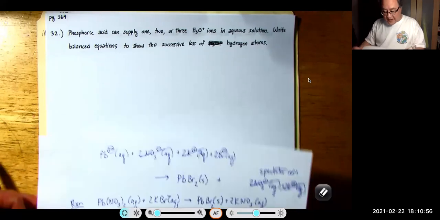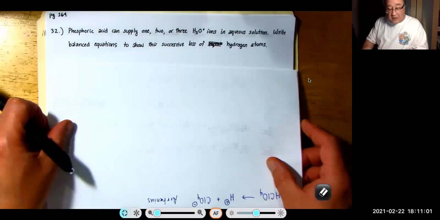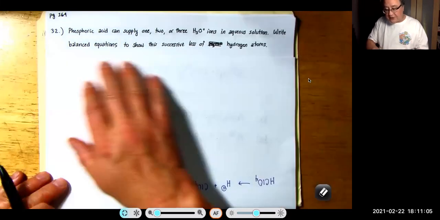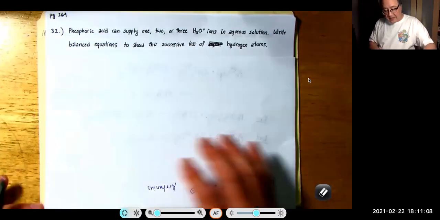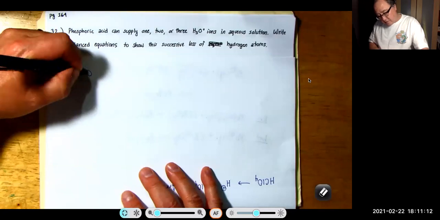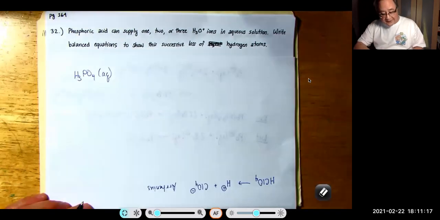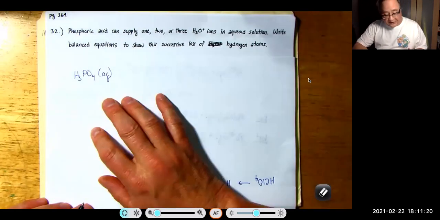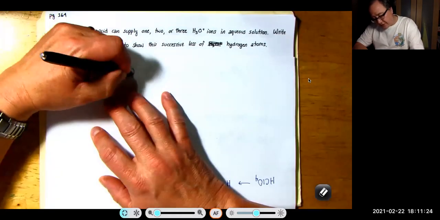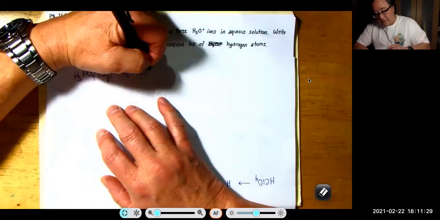All right, phosphoric acid can supply 1, 2, or 3 hydronium ions in aqueous solution. Write balanced equations to show the successive loss of hydrogen atoms. So this is the formula for phosphoric acid. It's a weak acid, so when it reacts with water, it does so reversibly. So I'm going to have 2 arrows here.